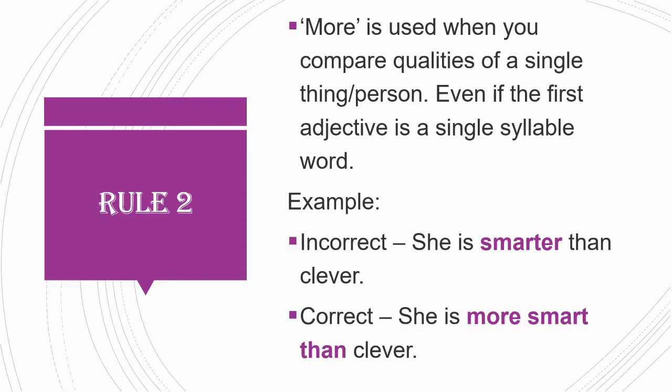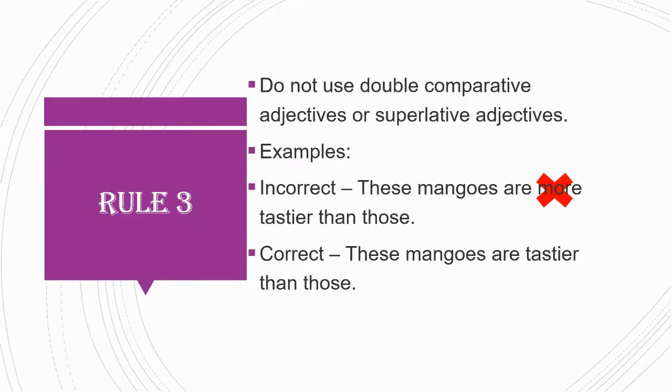Rule number three: do not use double comparative adjectives or superlative adjectives. For example, the incorrect sentence is these mangoes are more tastier than those. But the correct answer is these mangoes are tastier than those.